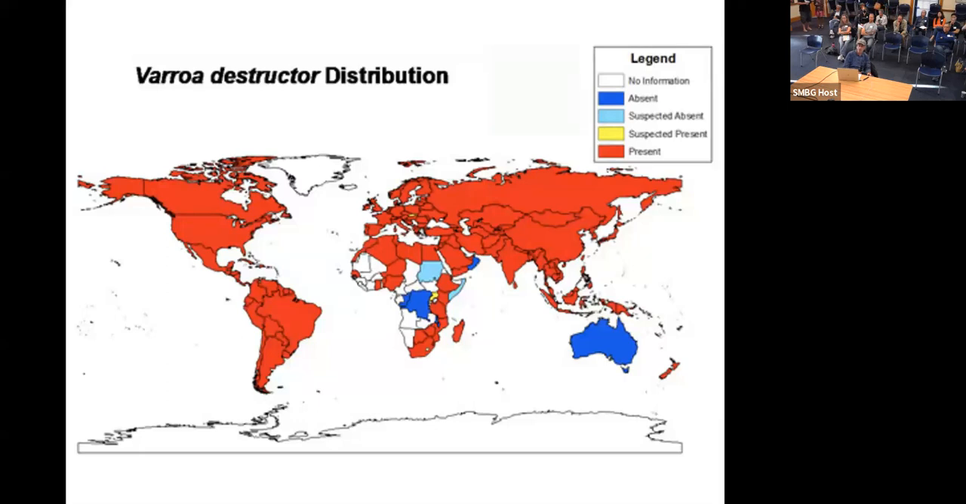Now, this is a distribution of Varroa destructor. Even though it started off in Asia, Japan, Korea, and this area to the right, it is now spread just about everywhere. And Australia is labeled here as not having Varroa, but that's in question now. They did get an infestation a couple years ago, and it's hard to say that they were able to control it. In Africa, there are some countries that don't measure it, don't know about it at all. So those are in white.